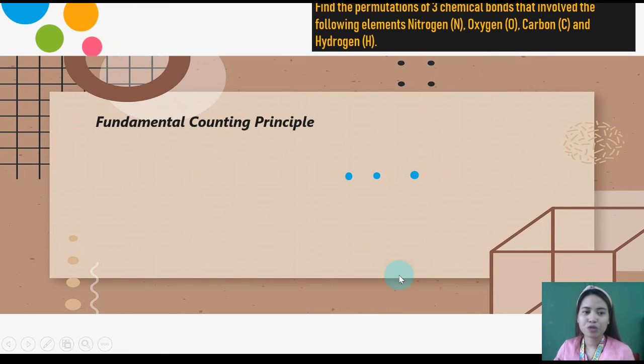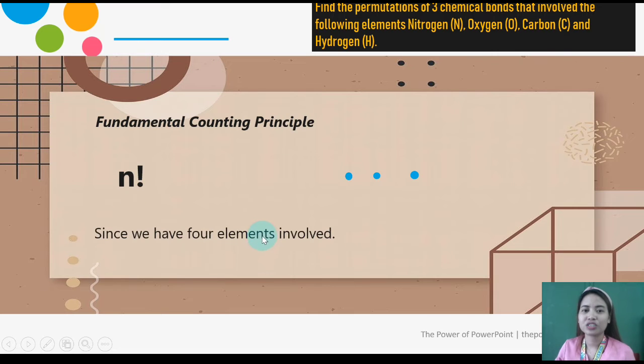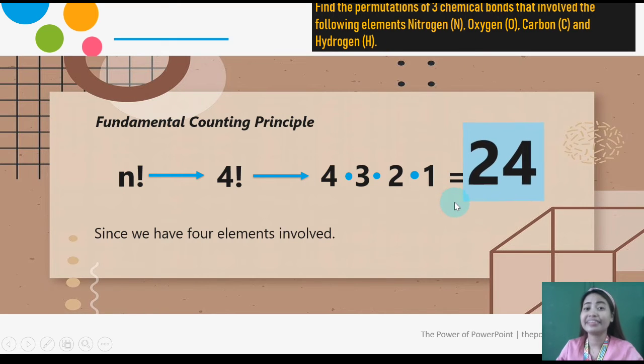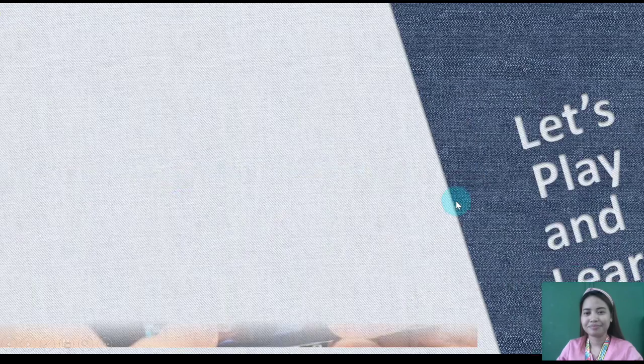So let's now proceed to the fundamental counting principle. We have n factorial, which pertains to the number of objects. Since we have 4 elements involved, we write 4 factorial. Then we expand it, the same as the first activity that we had. So we have 4 times 3 times 2 times 1. What is the answer? That is 24.